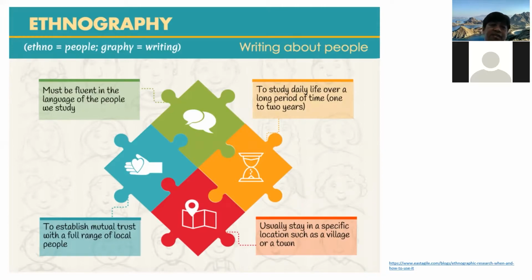And what is ethnography itself? Yeah, ethnography means writing about people. So all the data about writing about people, about their habits, their behavior, their character, their emotions, their expectations, their values, and many things is studied in what we call ethnography. So if we want to do research based on this ethnography discipline, somebody must be fluent in the language of the people we study, because we study the people. So the first requirement is that we must be fluent in the language of the people we research. And the second requirement is to study the everyday life of these people.